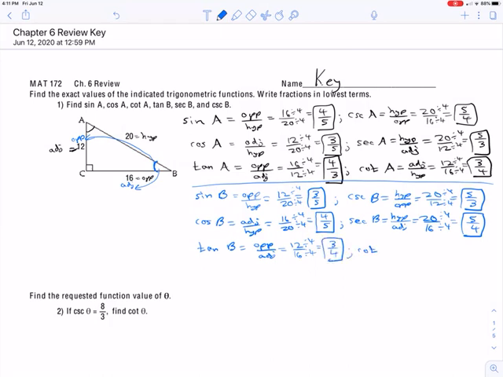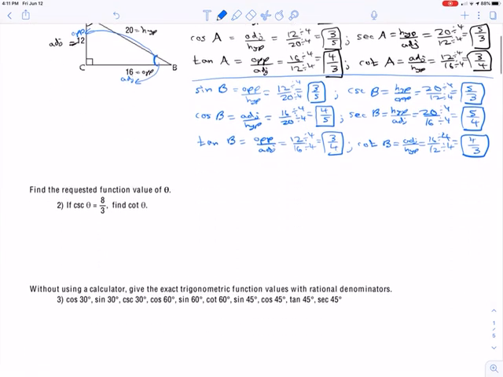And with cotangent of angle B, we're going to get the reciprocal of that. We're going to get 4/3, right? We take the adjacent side, divide it by the opposite, 16 over 12. Dividing out our common factor of 4, we get that 4/3. So a little review using some right triangle trigonometry.